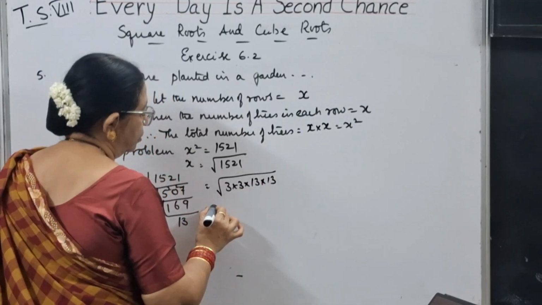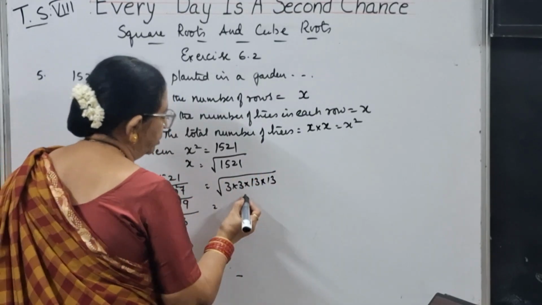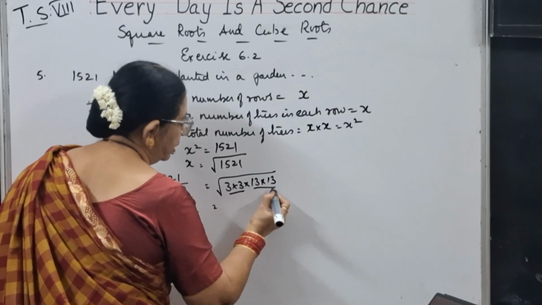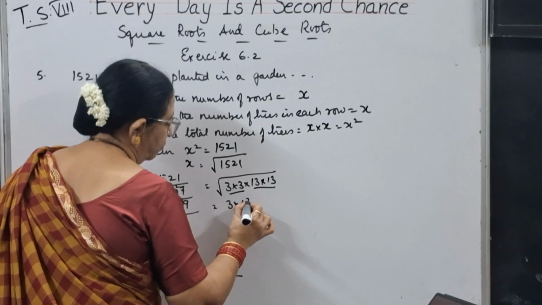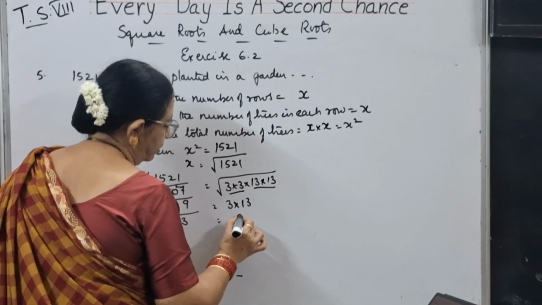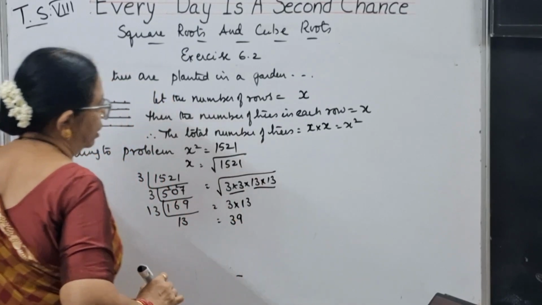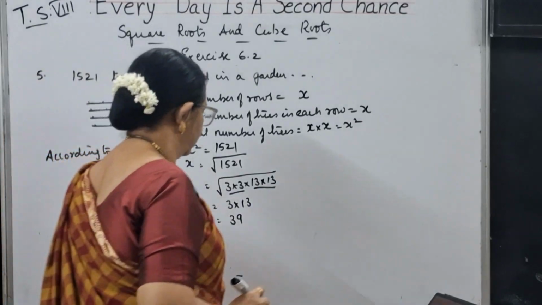13. So I told you, square root means make 2 numbers a pair. Instead of 2 numbers, you take 1. So 1 three here, 1 thirteen here. That means 3 thirteens are 39. X is equal to 39.